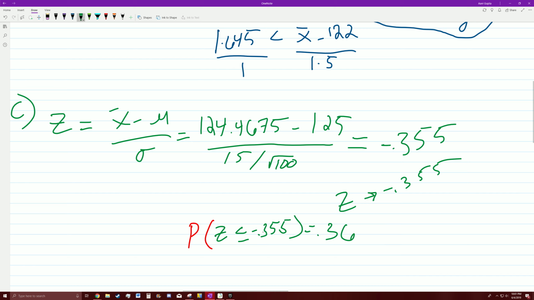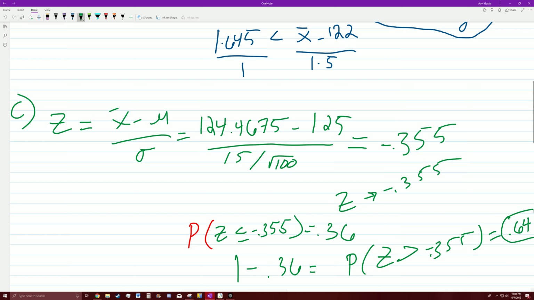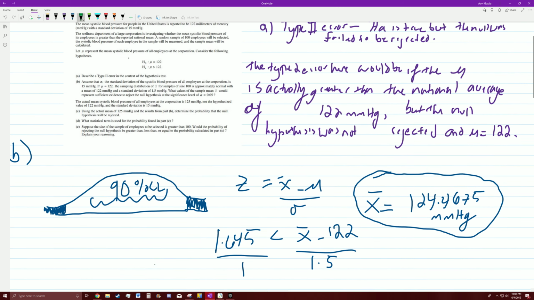But we wanted everything above that. We didn't want everything below. So all we have to do is subtract this probability from 1, because all probabilities add to 1. So 1 minus 0.36 will equal the probability that Z is greater than negative 0.355, which is going to equal 0.64. There you go. Make sure you're using accurate notation. Otherwise, they might not give you credit if you're using incorrect notation.